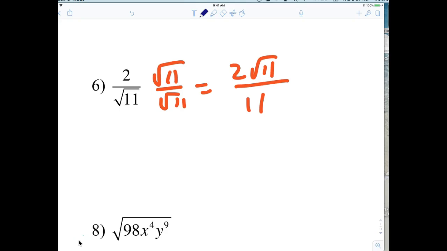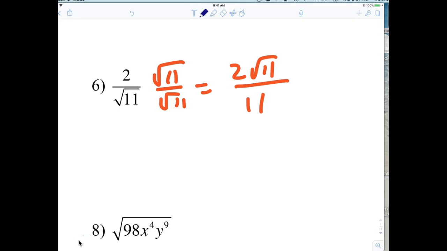Number 6. Now this is the one where you had to rationalize the denominator. You had to multiply the top and bottom by the square root of 11. You ended up with 2 radical 11 over 11. Any questions with that?